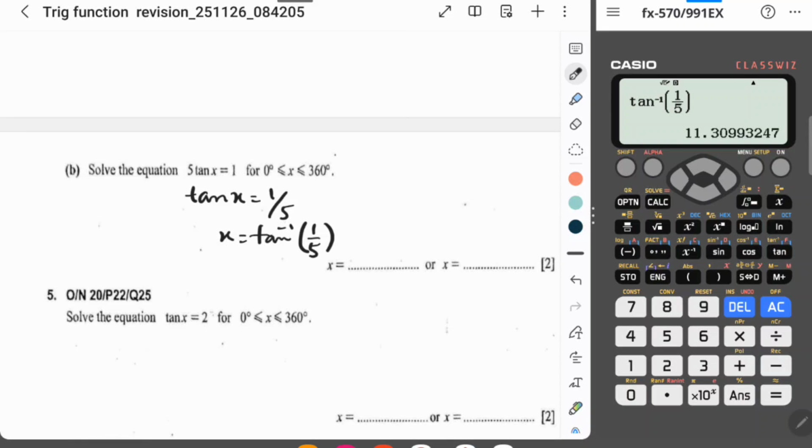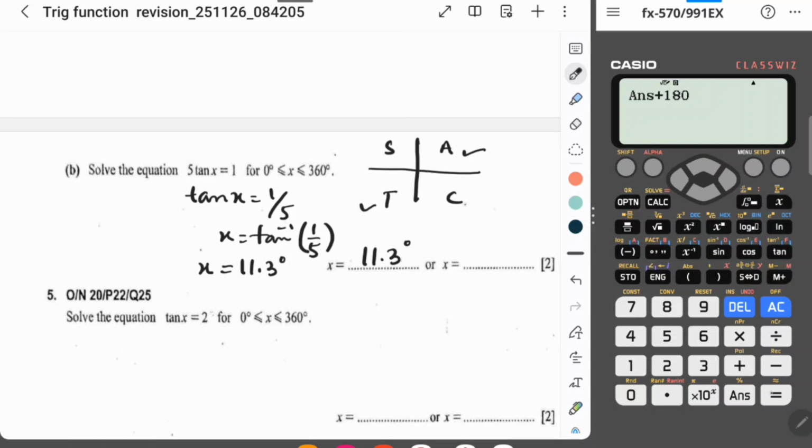Okay, so here it is, 11.3 degrees, and it's a positive fraction. Positive means here and here. So you will have the same answer for this question, that is 11.3 degrees, or 180 plus, because it's in the third quadrant, 191.3 degrees.